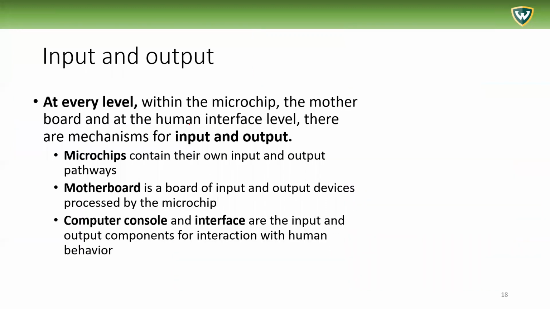Input and output. At every level within the microchip itself, but also within the motherboard broadly, and at the human interface level, the level of our fingers and eyes, there are mechanisms for input and output of data.